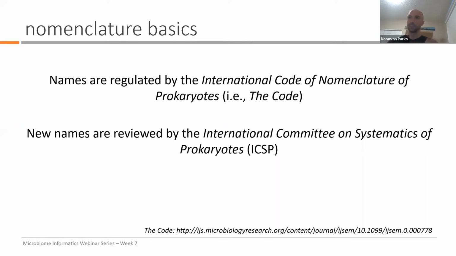So this is just a group of, I think it's about 8 people in our community that form the International Committee on Systematics of Prokaryotes, or ICSP. So the URL at the bottom here is a link to this actual code. Of course, it's a written document. It's about, I think it's like 110 pages long or so. I am certainly not going to go through all that here.